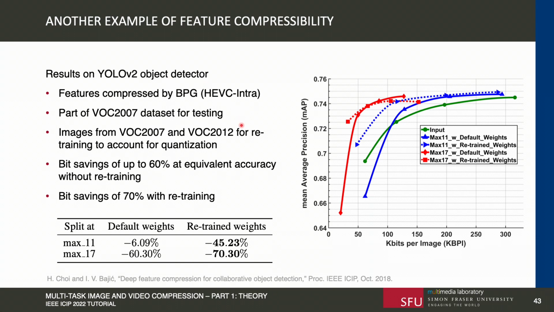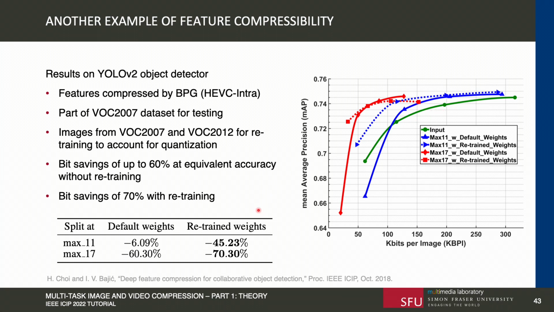And so we see that simply compressing these intermediate features of the network gives gains of up to 60% compared to compressing the input. Those are on these rate accuracy graphs. Those are the solid blue curve for the max 11 layer and the solid red curve for the max 17 layer, whereas input compression is represented by the solid green curve.